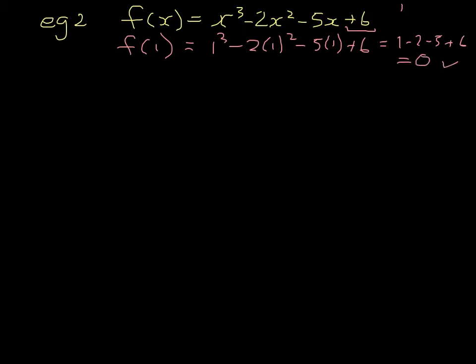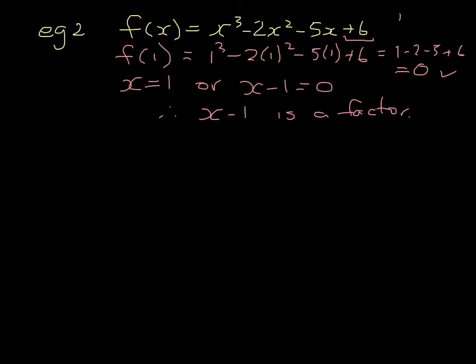How good's that? So that tells us that we have x equal to 1, or rearrange that to make it equal to 0, x minus 1 equals 0. So therefore x minus 1 is a factor. So again, now that we have a factor, we'll go through a long division process.